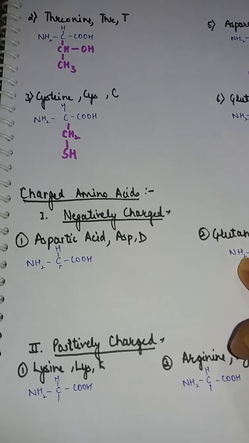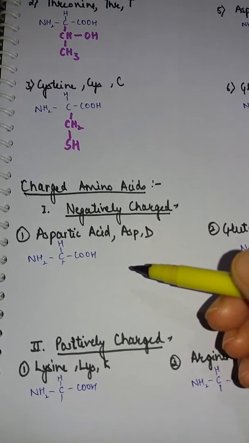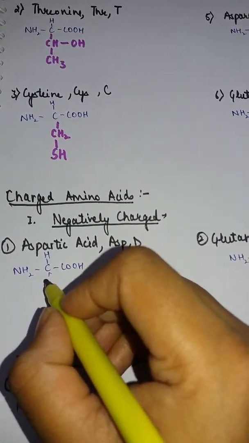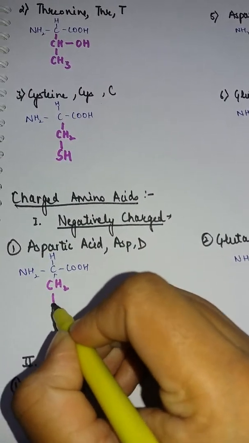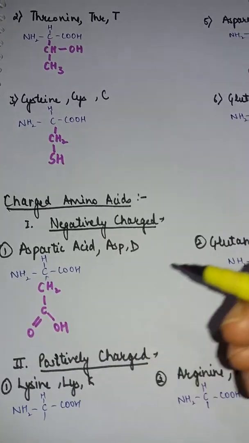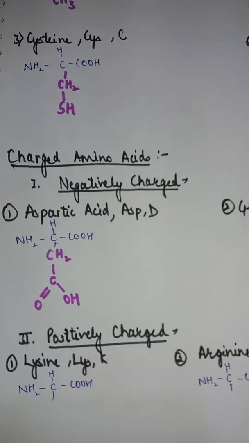Now let's move to our negatively charged amino acid, which is aspartic acid. The aspartic acid's structure is similar to asparagine. It contains one CH2, and in the place of C double bond O NH2 it contains C double bond O OH. So it is negatively charged.